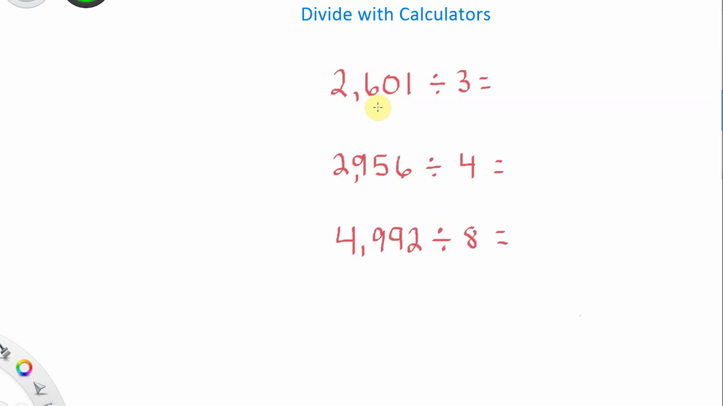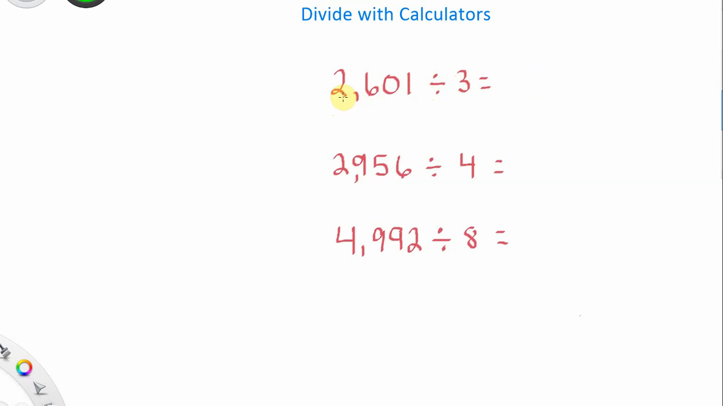And the first thing I want to do is just go over a couple of the division terms, just reminding you what a dividend, divisor, and a quotient is, and then we'll get into looking at how to divide using our calculators. So if I look at this question here, I have 2,601 divided by 3 equals something.